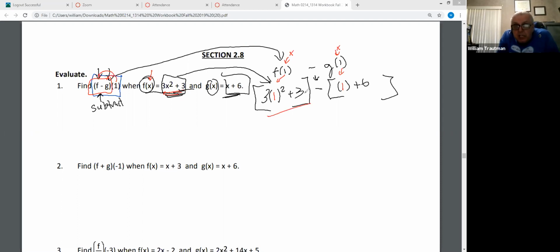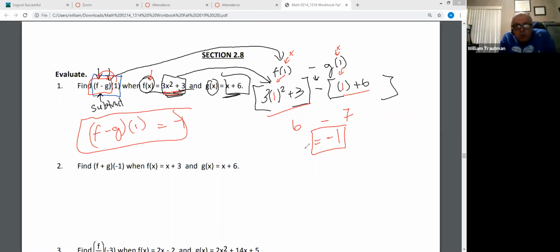This side, when you put it in your calculator, you end up with 6. This side, just the stuff inside the brackets, you end up with 7. So the answer is 6 minus 7, which is -1. So when I subtract the two functions and x equals 1, my answer is -1.